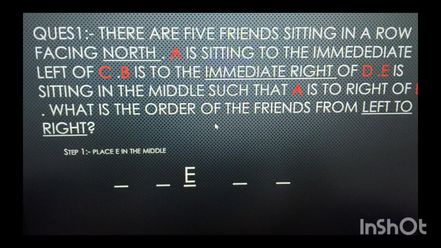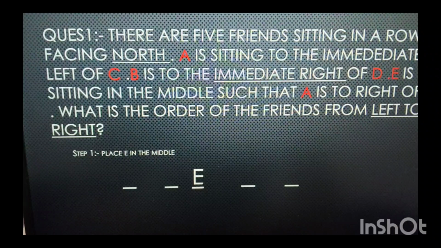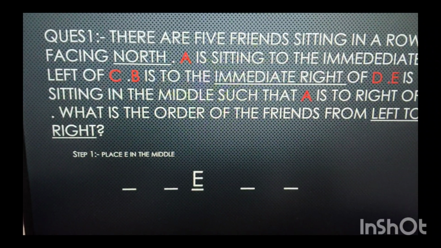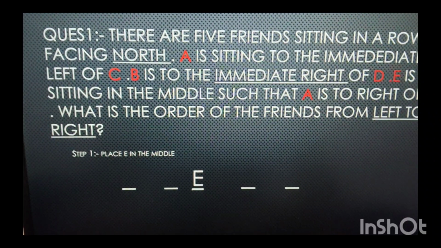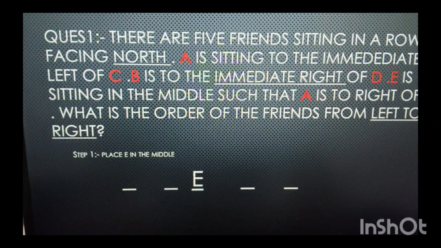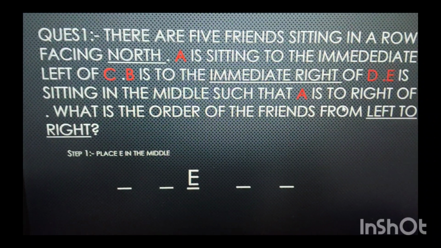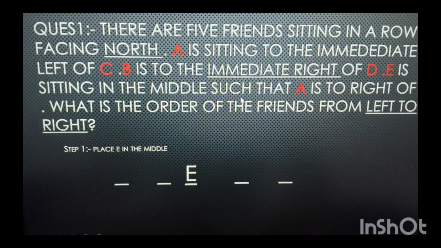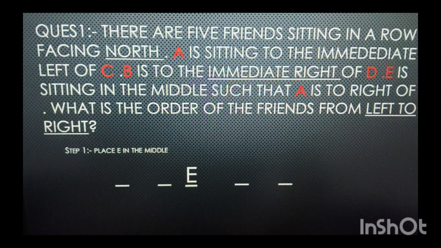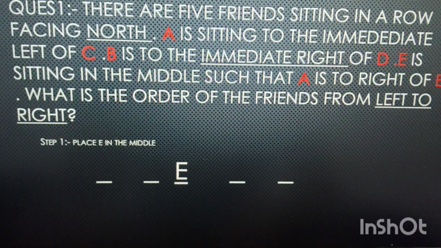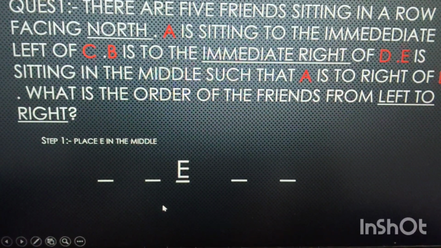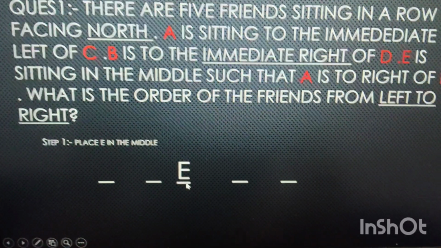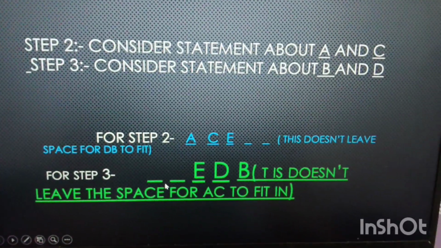So the very first problem that comes to the mind of the student is, ma'am, where do we have to start the question? So we have to spot the basic line, the main line of the question. So here the main line is E is sitting in the middle. So we will start the question from this line. So step 1 will be, we will make 5 such spots and E would be placed in the middle.